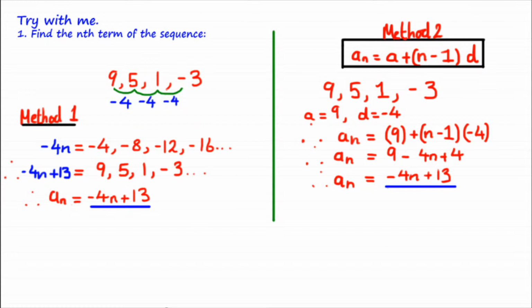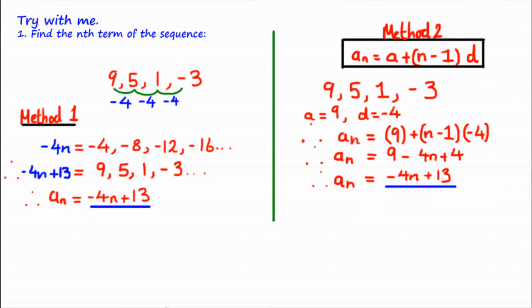So David likes the first method best. There's probably a reason why I like the second method best, and I tend to use formulas for the quadratic sequences for finding the nth term of the quadratic sequence. So that's probably why I like to be consistent with using formulas all the way through, but it's up to you. It's totally up to you.